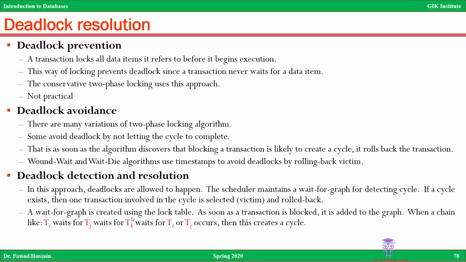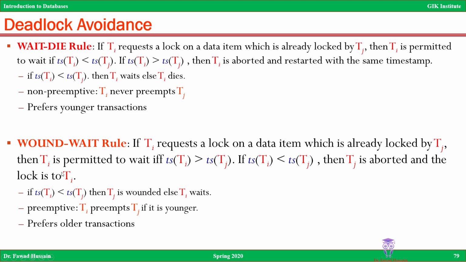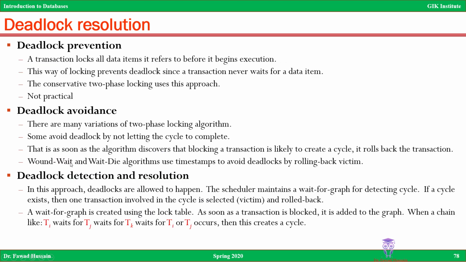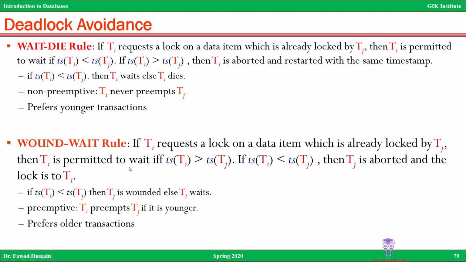A wait-for graph is created using a lock table. As soon as a transaction is blocked, it is added to the graph. So if a transaction is blocked, it means that it's waiting for something. It's added to a table or the graph, and whatever it's waiting for is mentioned. When a chain like Ti waits for Tj, Tj waits for Tk, which waits for either Ti or Tj occurs, so there is a cycle, then we are going to break that cycle. So the two rules we said, wound-wait and wait-die algorithm. Let's see what they do.